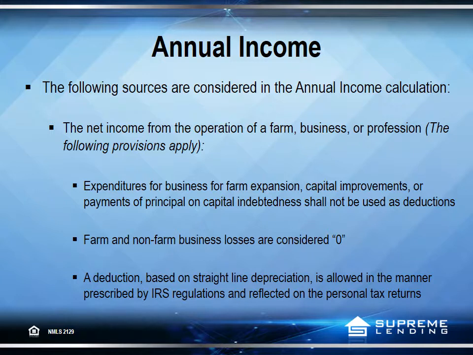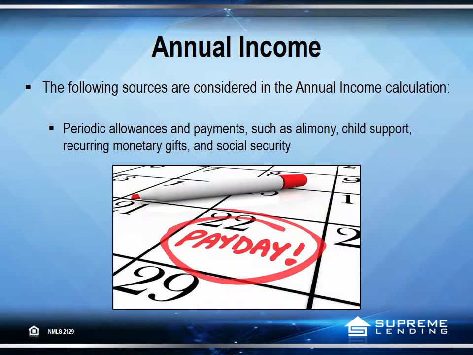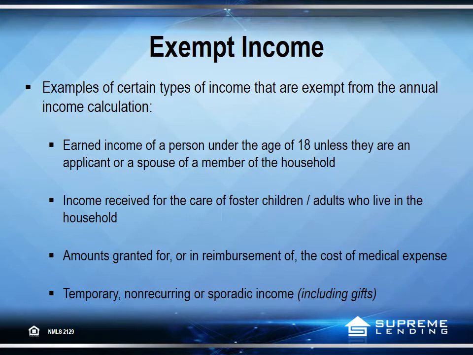Farm and non-farm business losses are considered to be zero. A deduction based on straight-line depreciation is allowed in the manner prescribed by the IRS regulations and reflected on the personal tax returns. Periodic allowances and payments, such as alimony, child support, recurring monetary gifts, and Social Security, are also sources that are allowed in the income calculation.